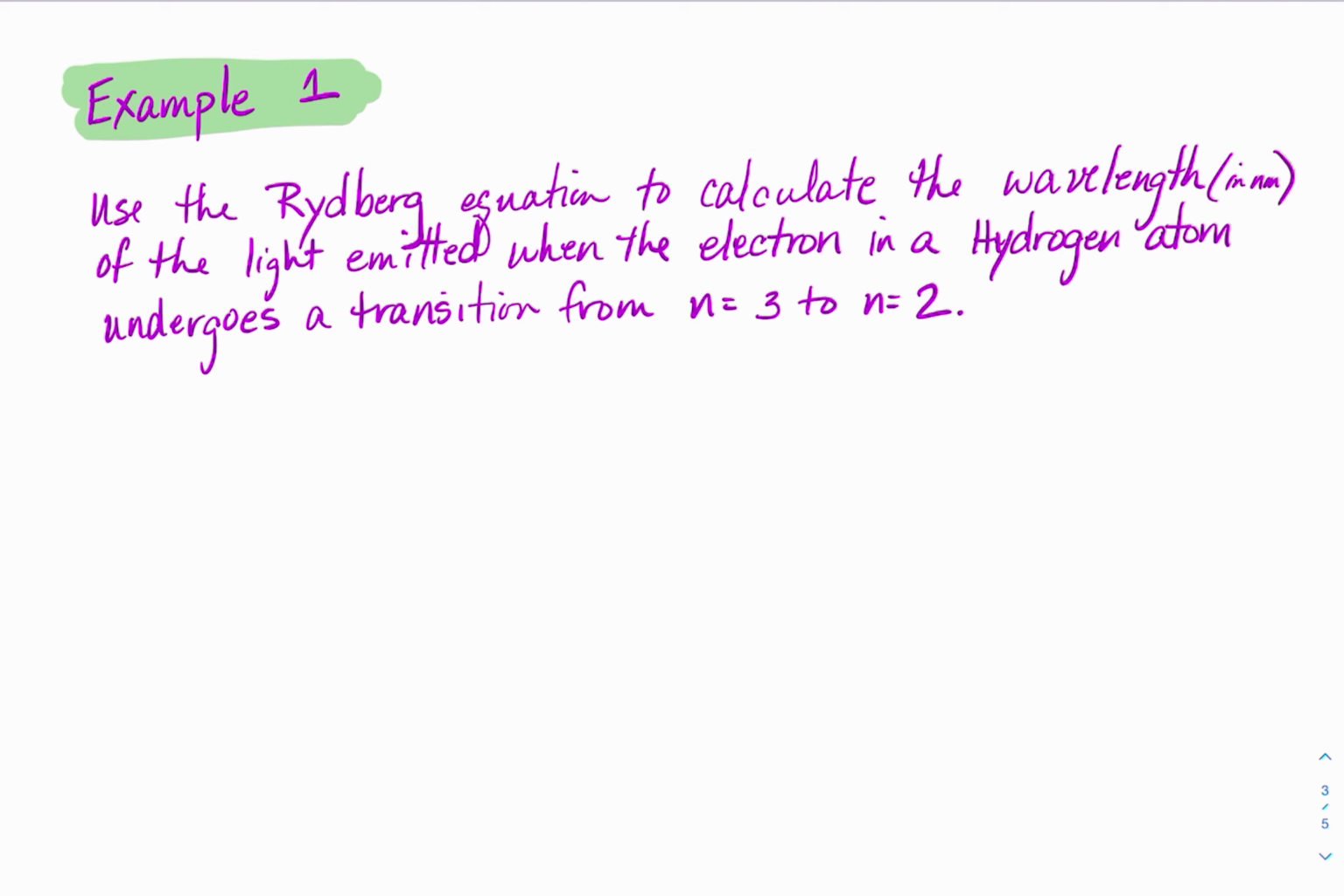It says use the Rydberg equation to calculate the wavelength in nanometers of the light emitted when the electron in a hydrogen atom undergoes a transition from n equals 3 to n equals 2. So remind ourselves of what the Rydberg equation looks like. It is 1 over wavelength equals R sub H times 1 over n squared low minus 1 over n squared high.